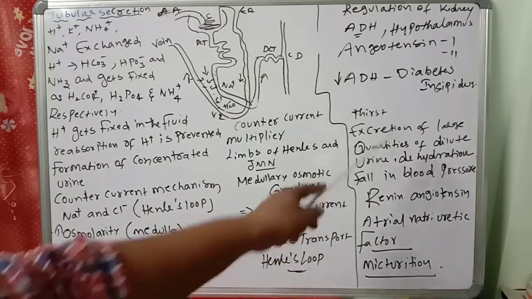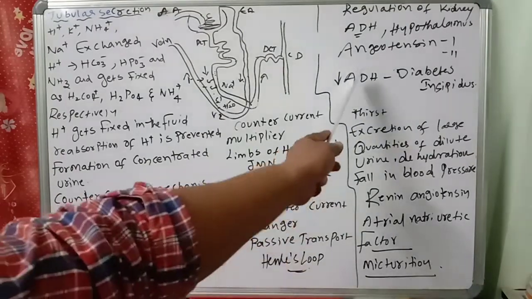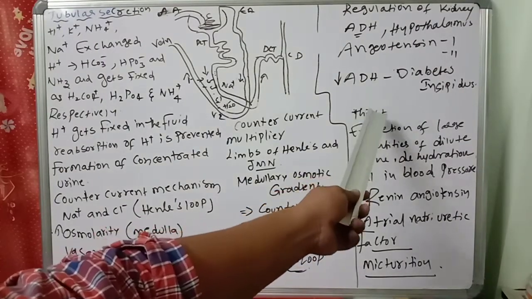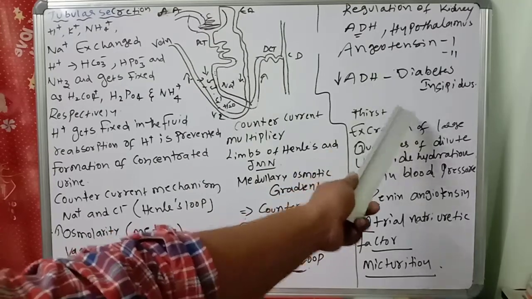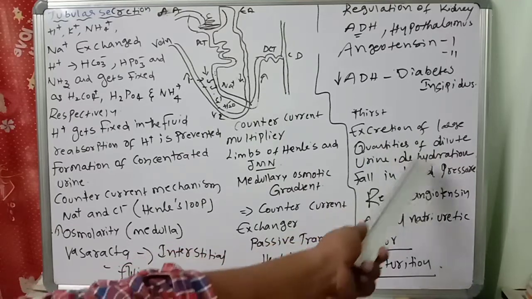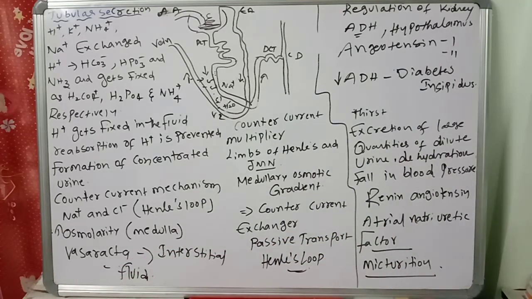So next, thirst. What will happen if antidiuretic hormone is not there? What problem will occur when the antidiuretic hormone is not sufficient? That leads to diabetes insipidus. What do you call the problem? Diabetes insipidus. So what are the problems of diabetes insipidus? Symptoms of ADH deficiency: excretion of large quantities of dilute urine, dehydration, fall in blood pressure, like that. Then how to control this? Some medication is required, even hormone medication is required.